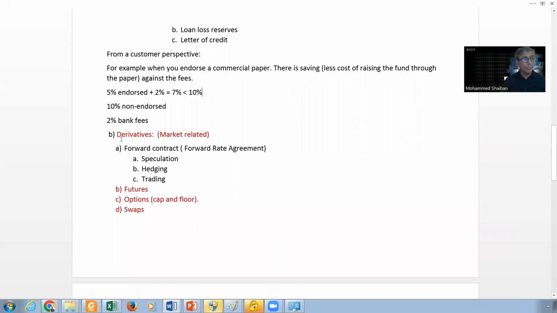Now the derivatives. We have these types of derivatives. We have the forward contract, and this is the only calculation for the forward contracts. We have speculation, hedging, and trading. I think the problems for speculation and hedging were in test 1 and test 2. I think there is one problem about trading, but it's not a calculation. It's just understanding the idea.